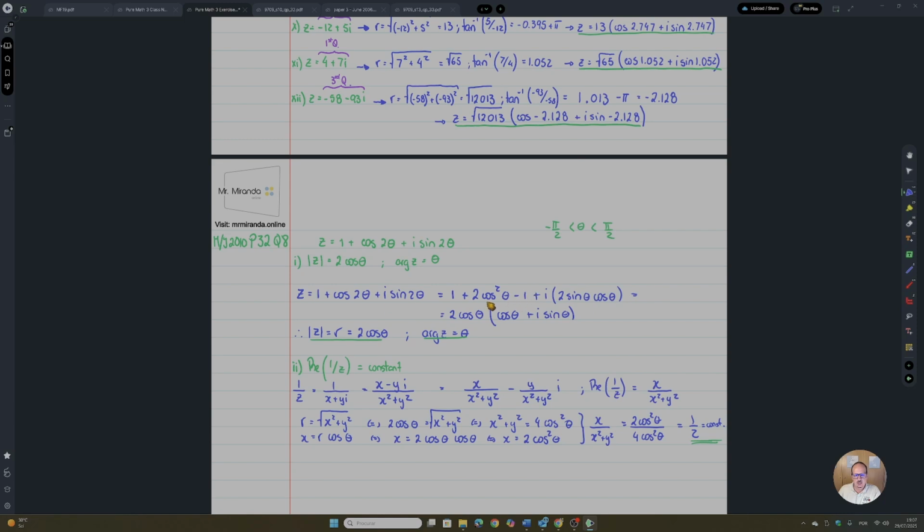1 cancels with this minus 1. I can factorize now the 2 cosine of theta, and I'll end up with 2 cosine of theta, open brackets, cosine of theta plus i sine of theta. This is going to be the modulus, and theta is going to be the argument, since all of this is positive. So that's solved. You have 6 points.